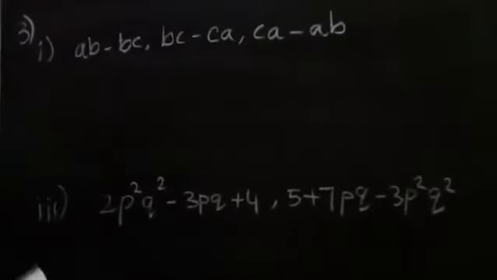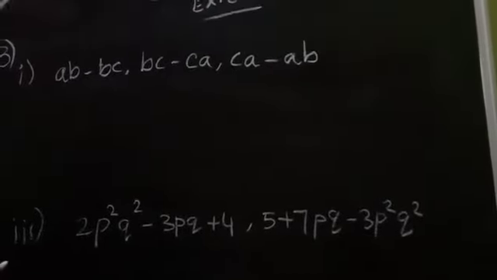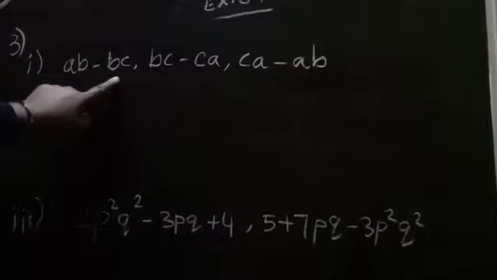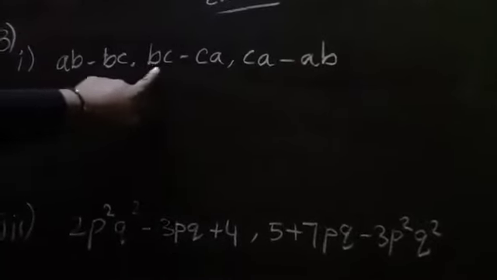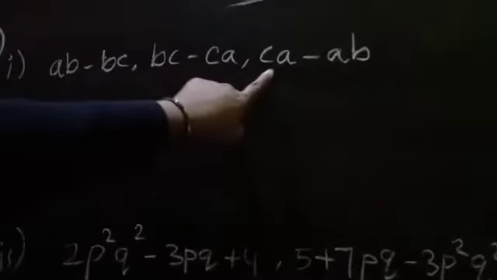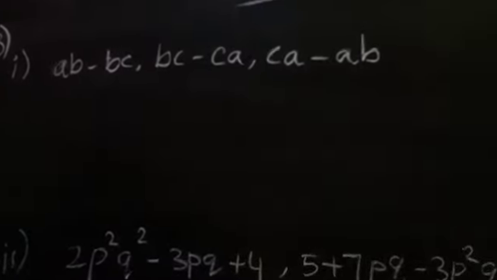Third question is add the following. They have given here 4 questions. I'll do the first and third one. You do the remaining 2 sums. AB minus BC and BC minus CA, CA minus AB. We have to add this.